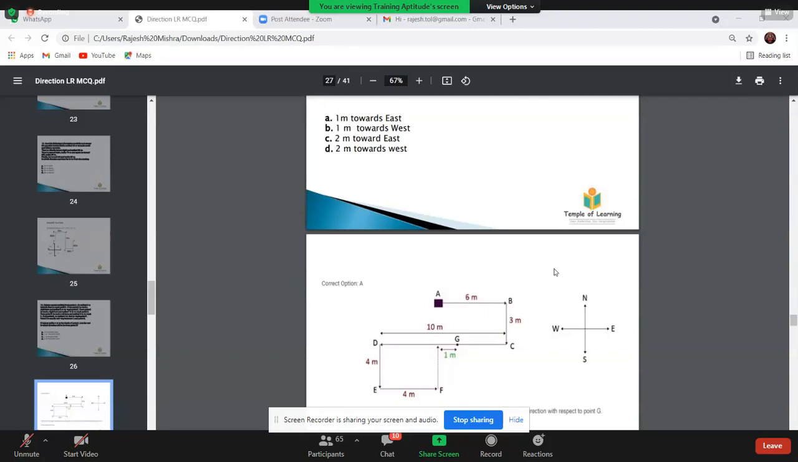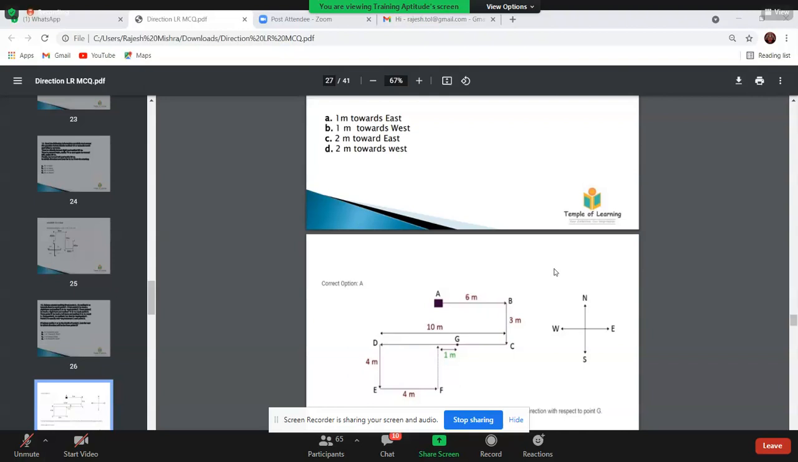Students, sorry, G is the midpoint. E to F is 4 meters. From F it moves 4 meters up. So D to that point is only 4, but D to G is 5. So this point is 1 meter west of G, not east. So the diagram is correct. The statement is correct. Only the last pick is wrong. Hence option B is correct.